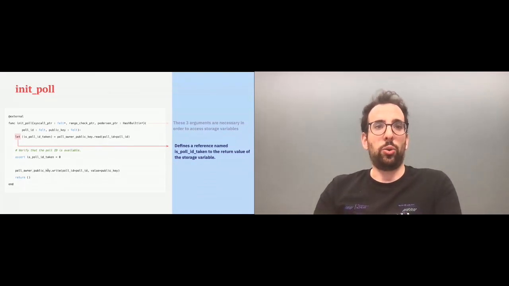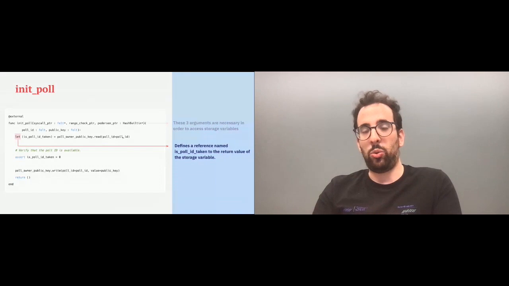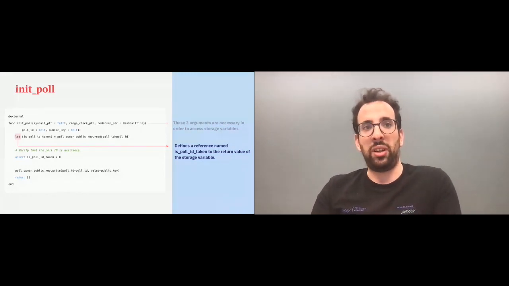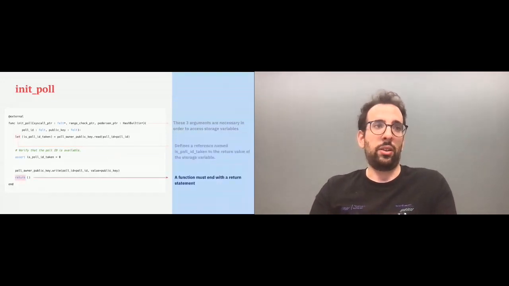Note that reading is a function that takes 1 argument, the key that you want to read from, and writing takes 2 arguments, the key you want to write to and the value. If this was a nested mapping, then the number of arguments for write would be larger. Okay, so now we're simply returning after we've successfully initialized the poll.